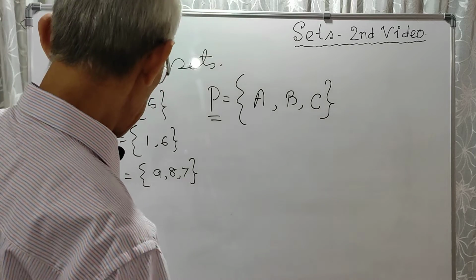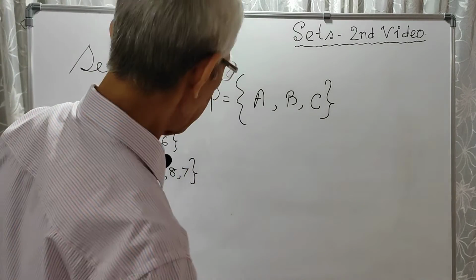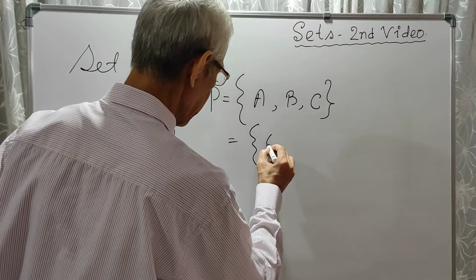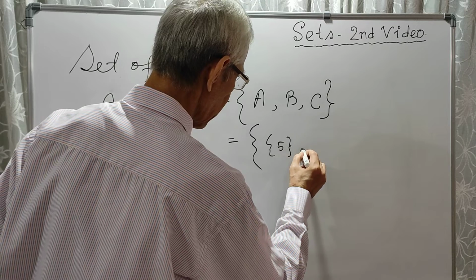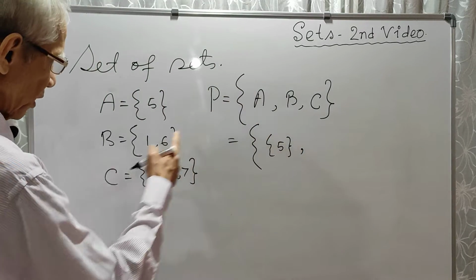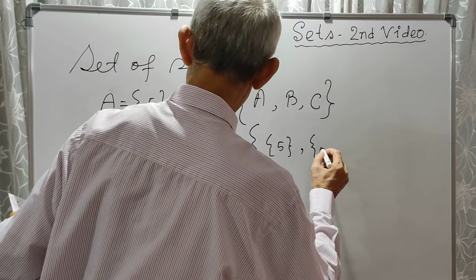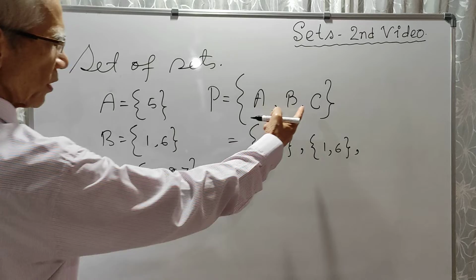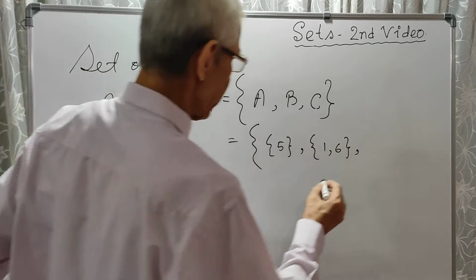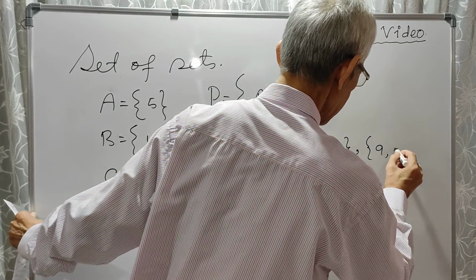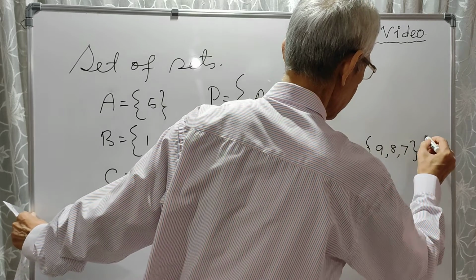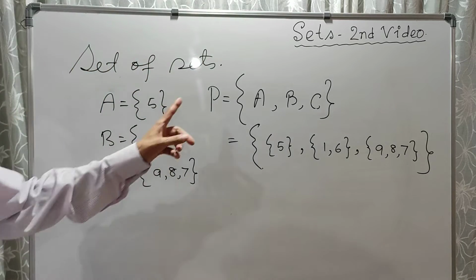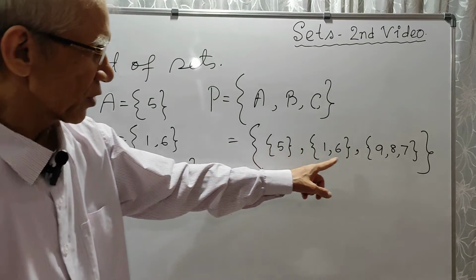Now if you want to write using braces, you will write this way. What is P? It is a set containing A. Now what is A? 5. So the first set is {5}, A. The second set is B, this one. And the third element is C. Now C is the set {9, 8, 7}. As you see, P is a set of these three sets.